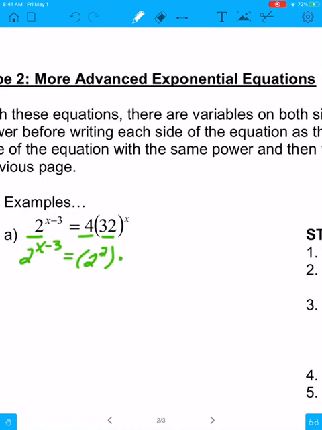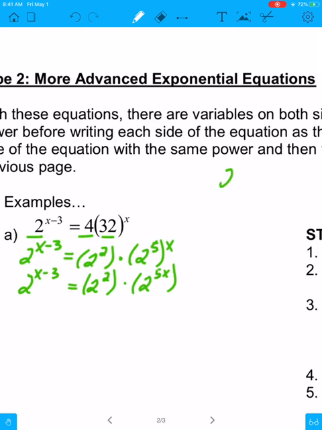Times, I can change 32 to be 2 to the power of 5, actually, with an x outside. So now I have 2 to the x minus 3 equals 2 to the 2 times 2 to the 5x.